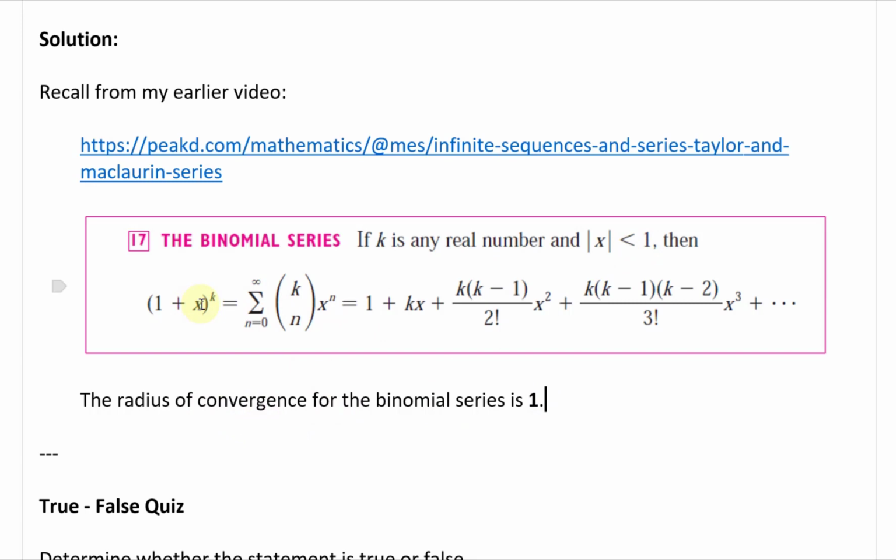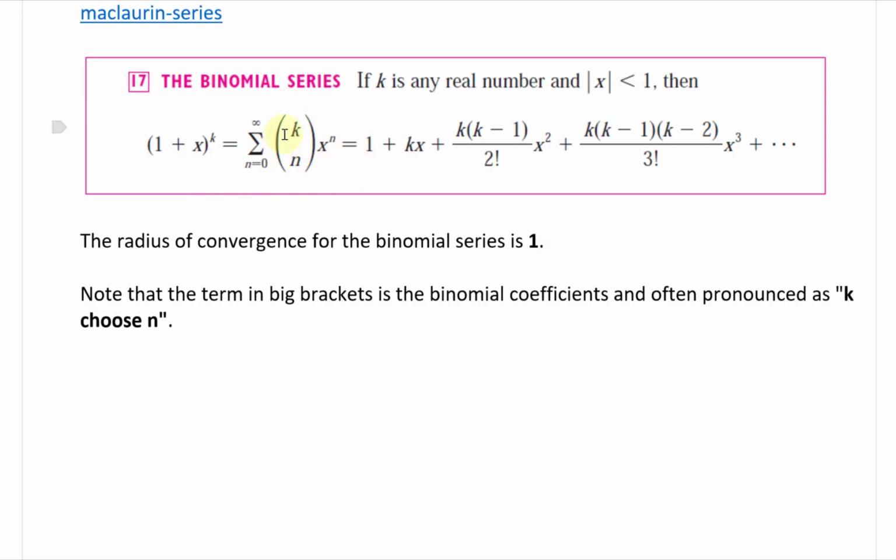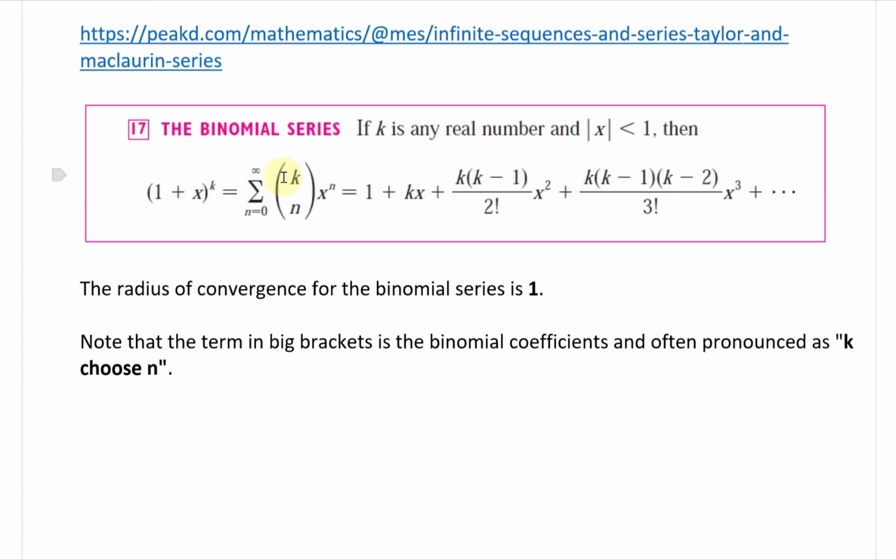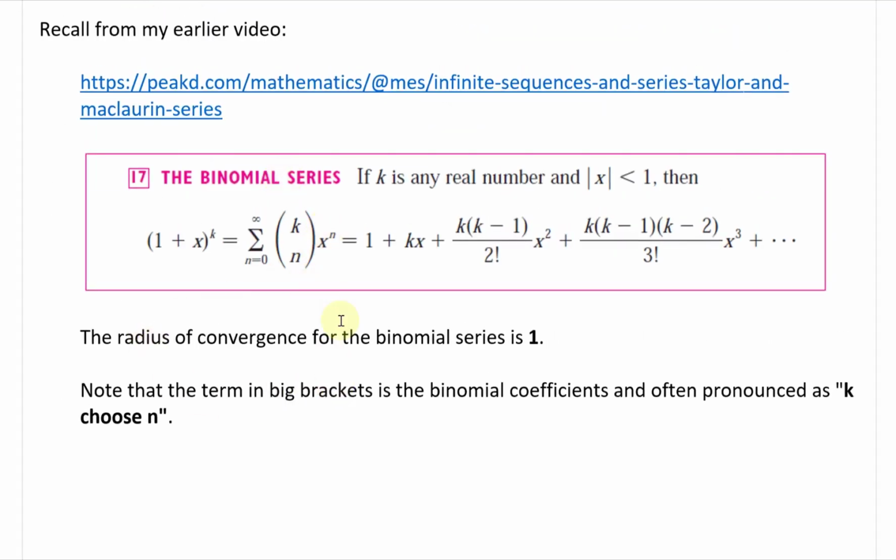Then (1 + x)^k equals the summation from n equals 0 to infinity of this, in the bracket, k choose n. I pronounce it k choose n just because k is written on the top and n is at the bottom there. Typically it's written the other way around, n choose k, like that. But in this case, they just have a k on the top and n at the bottom there. And we'll go over that soon. Those are the binomial coefficients. So if k is any real number and the absolute value of x is less than 1, then you'll have this.